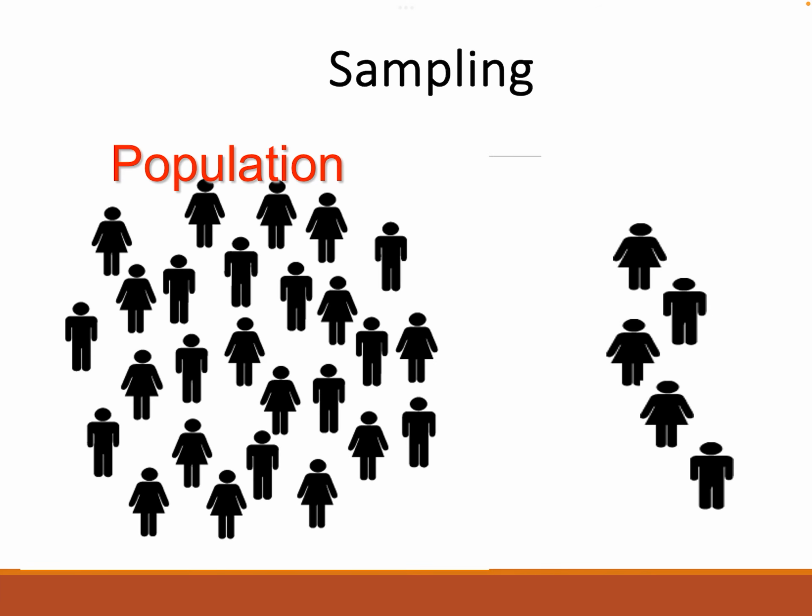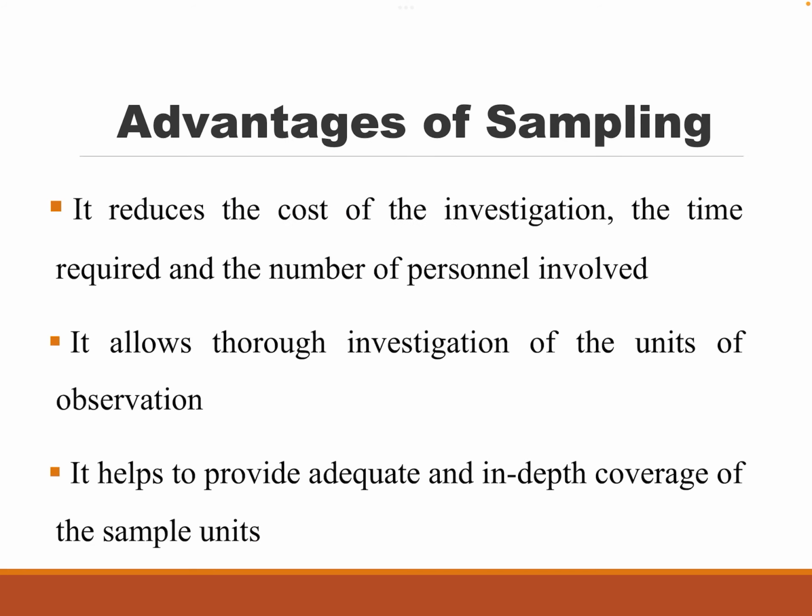So, when you have a large population and you want to do a survey or a research, it is not always feasible to get the data from each and every individual in the population. So, we take representatives from the population and then we go ahead with the survey or the research. This is known as sampling, and those representatives are known as samples.